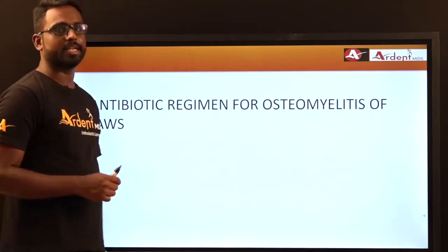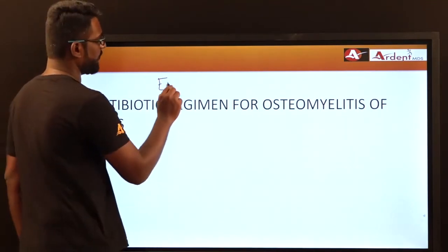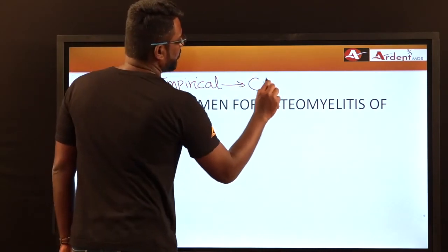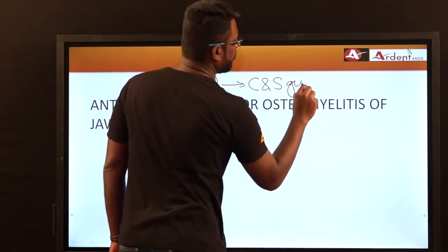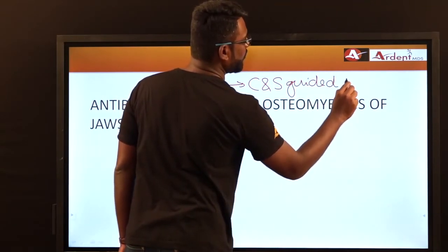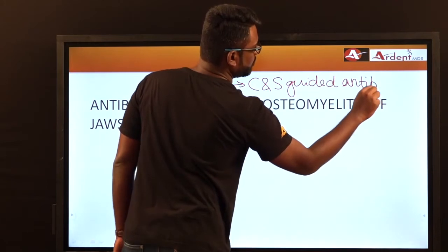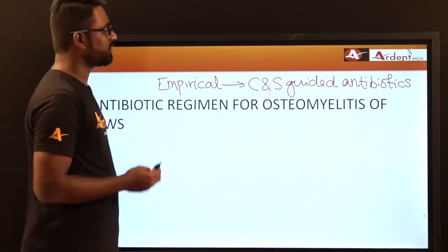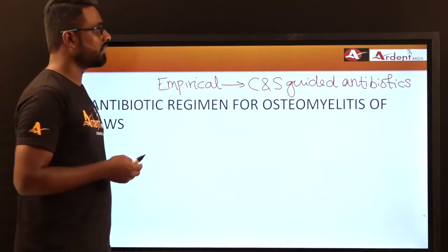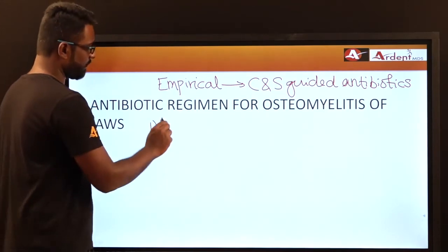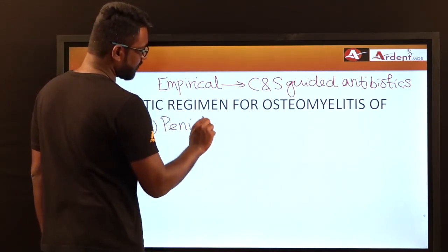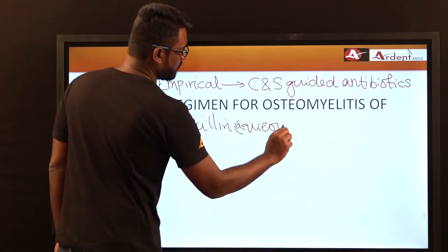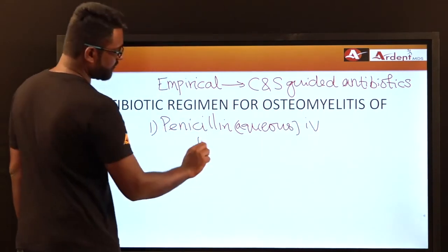So what is the antibiotic regimen? As I told you earlier, initially we will start with empirical antibiotics, and then we will move forward towards culture and sensitivity guided antibiotics. This is mainly to avoid resistance, and it will also improve the result of the antibiotics for the patient and improve him physically also. First we will go for penicillin. The drug of choice is aqueous penicillin, which we will give IV along with metronidazole.